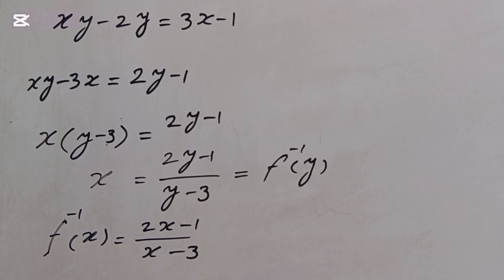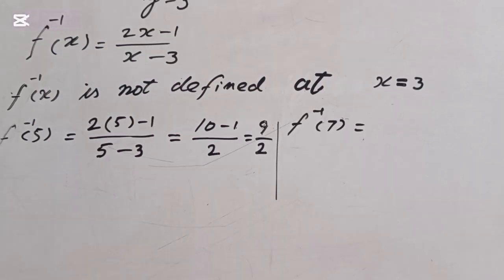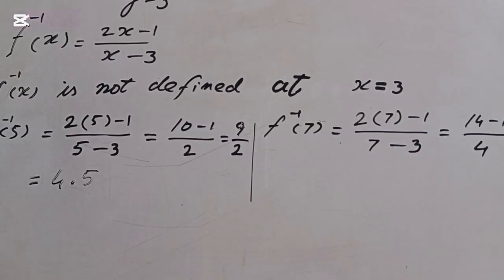This f inverse x is not defined if there comes 0 in the denominator. So in the denominator we have x minus 3. So f inverse x is not defined at x equal to 3. To find out f inverse at 5, I have written 5 in place of x in f inverse x and found it is equal to 9 by 2, which may be written as 4.5. Now to find out f inverse at 7 in the same way, solving it accordingly. So f inverse at 7 results 3 whole 1 by 4.